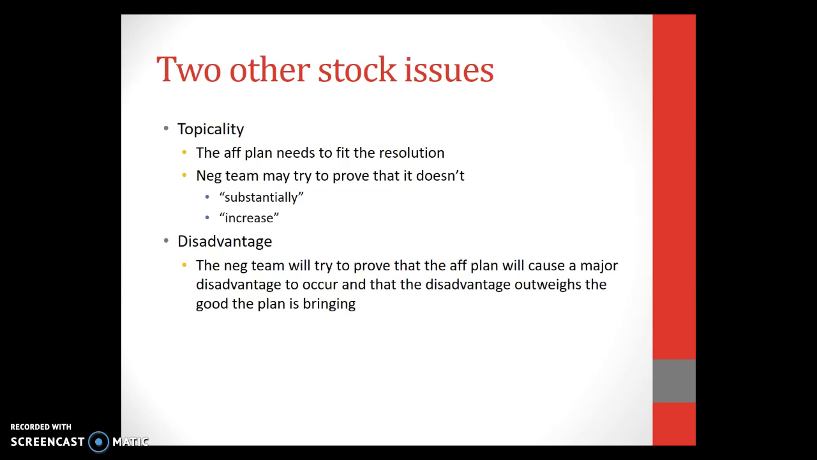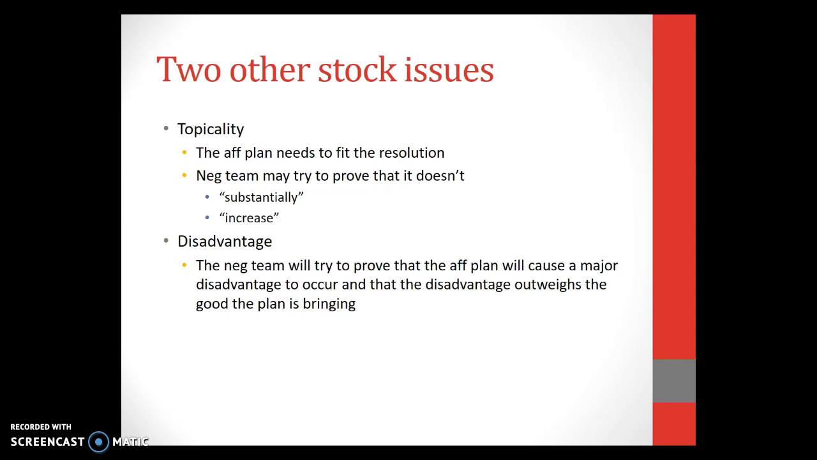They're saying that it's not fair and that the affirmative team should lose the debate. So the negative team may try to prove that the affirmative plan isn't substantially increasing something, and then the affirmative team has to prove that they are. If the negative team successfully argues a topicality argument, then the affirmative team should lose the debate. More than likely, though, the affirmative team will be able to answer that argument back, and they will present reasons as to why they are topical.